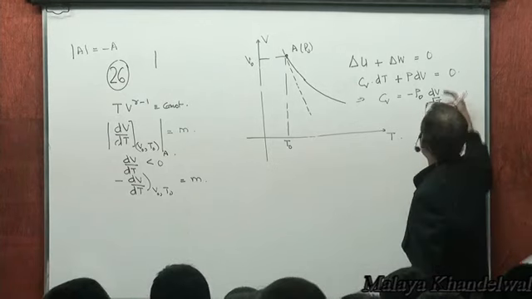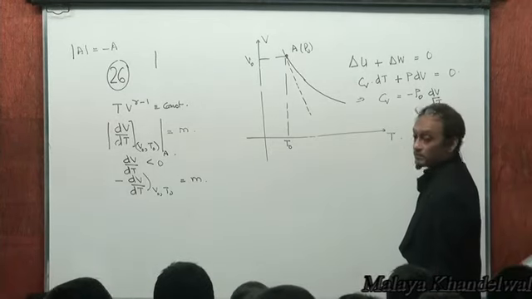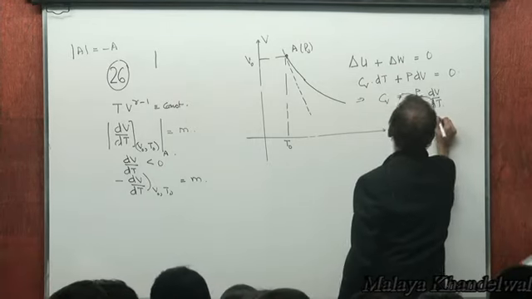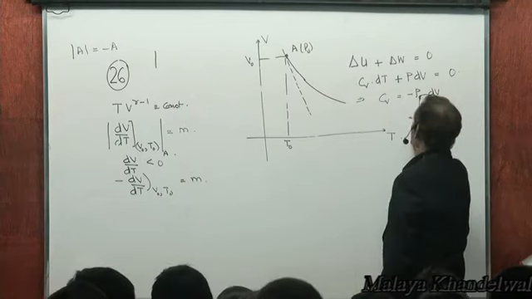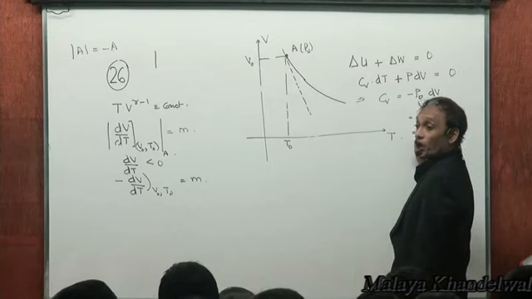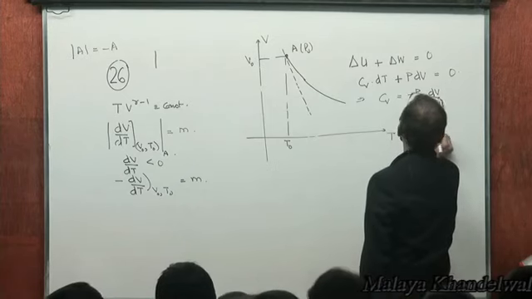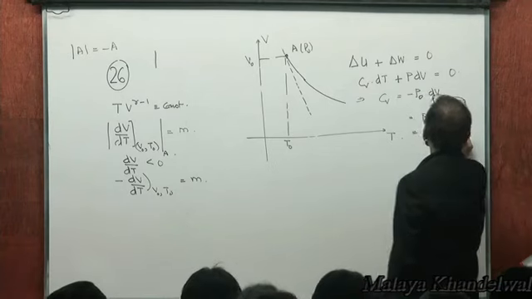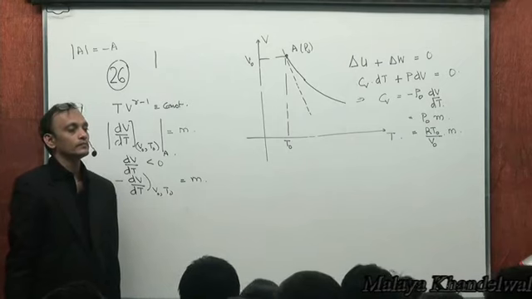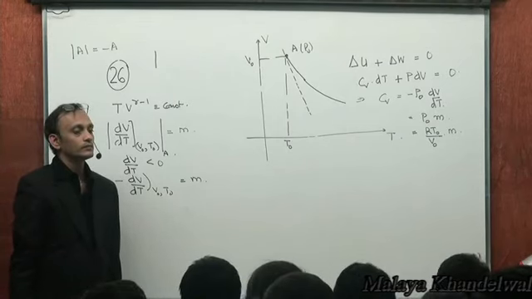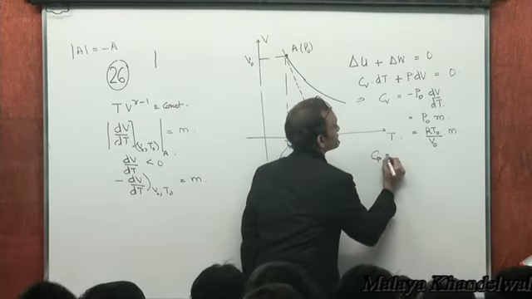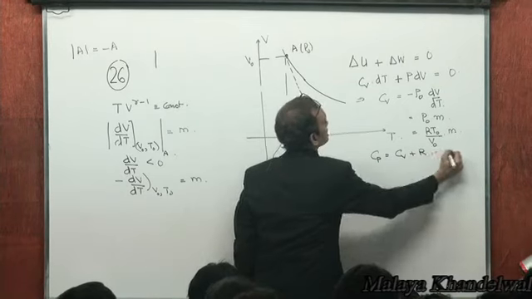But dV dt is minus M. So this is like P naught into M. But P naught is RT naught by V naught, into M. Now if Cv is known, Cp would be Cv plus R.